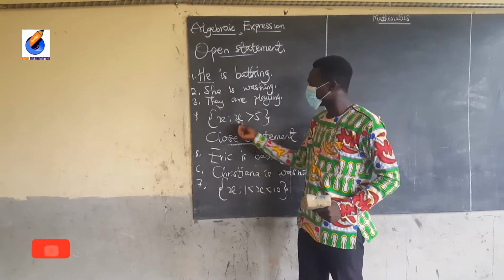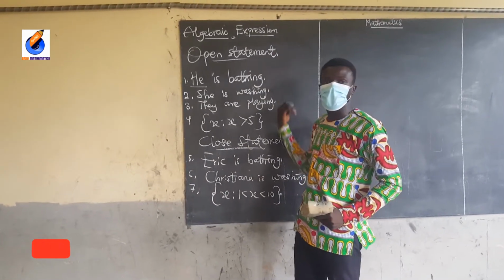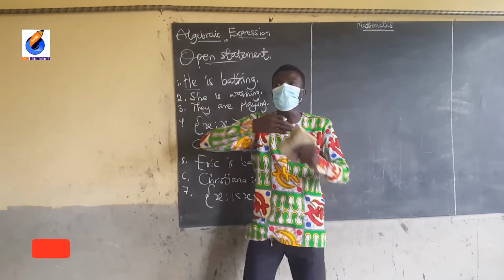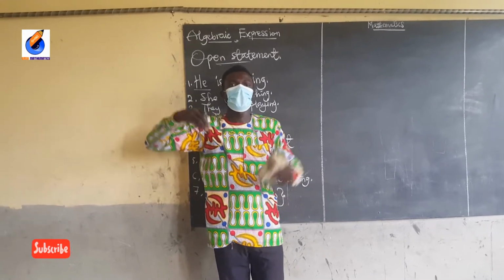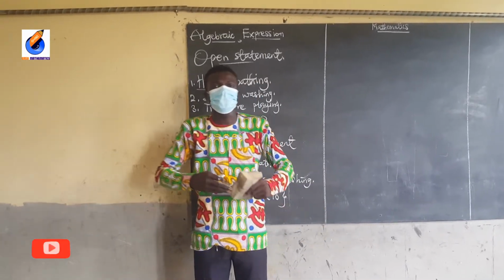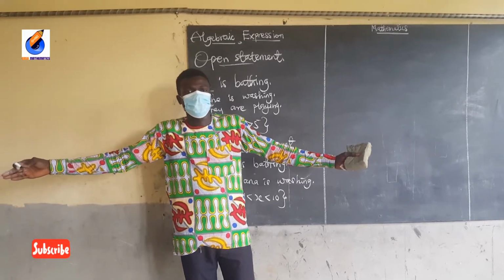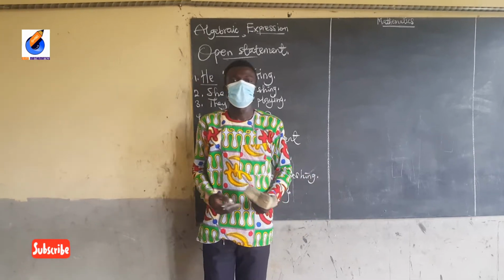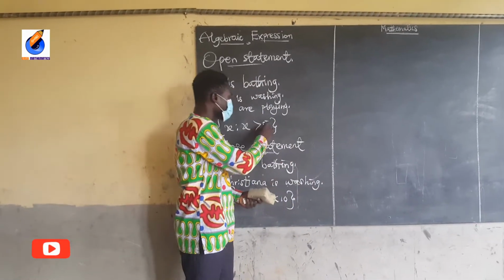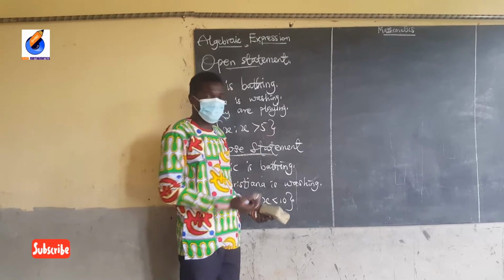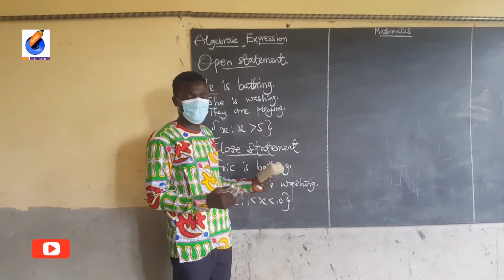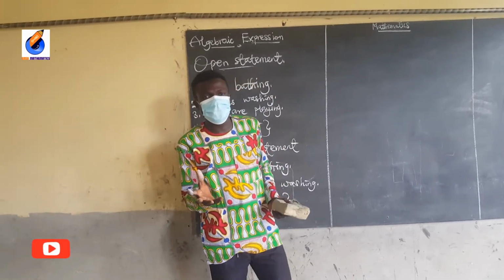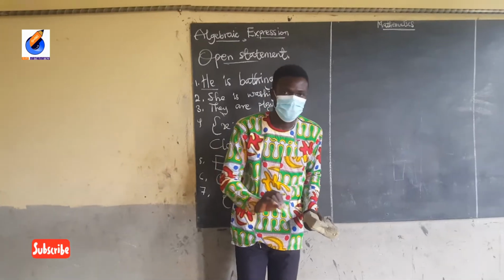But with the open statement, they said x is greater than 5. If x is greater than 5, from 6 going, all the numbers that come are all greater than what? 5. And I can't write all the numbers. So I will leave it there and say that statement is an open statement. Because 7 is greater than 5, 10 is greater than 5, they are all greater than 5. So that statement becomes an open statement. This is what differentiates between an open statement and a closed statement.